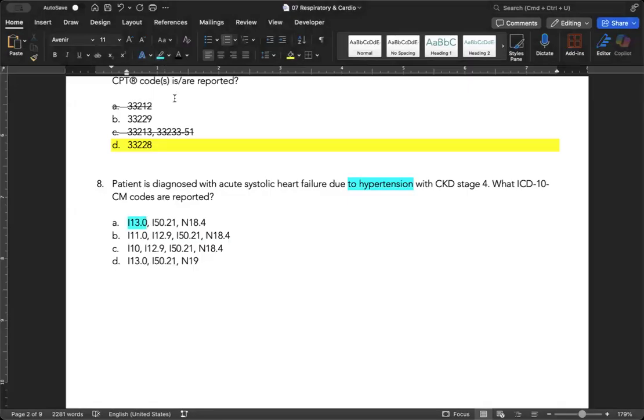Okay. So then if we go look at our I13.0, because if you were just to look at your alphabetic index, you would probably think I13.0 is going to include everything, right? But if we go to I13.0, then we have the use additional code note that says that we have to identify the stage of chronic kidney disease and the type of heart failure. So we're going to have to code the acute systolic heart failure. We'll go to main term failure.